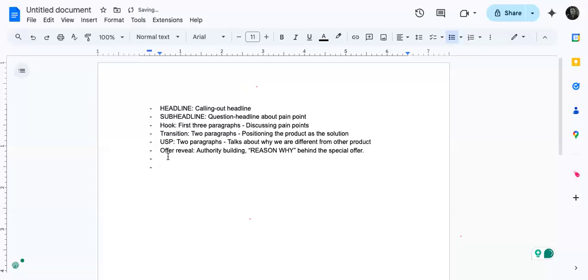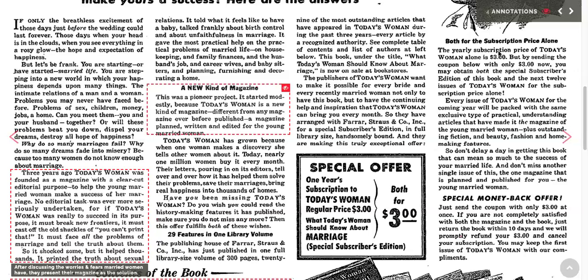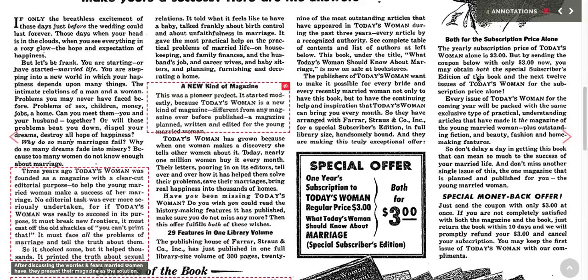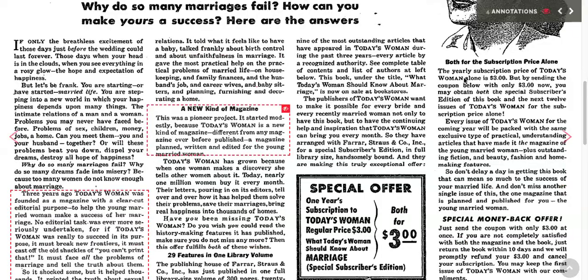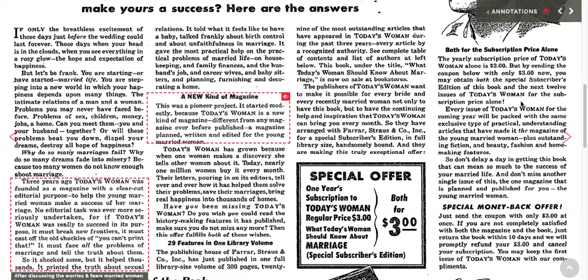Now, incentive, right? Okay. So now this is an incentive. You say if you pay $3 alone, instead of getting this book, you get the next 12 editions of the Today's Woman magazine.